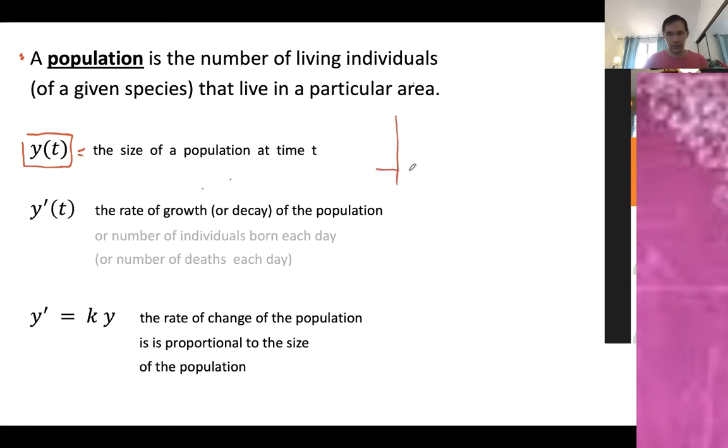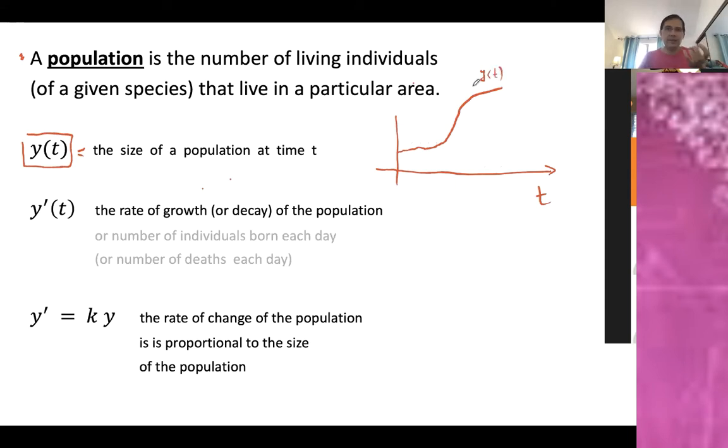Excuse me, this is my t-axis. And I call this t because we can think of this as time. And let's think of this function y. Maybe this is today, or maybe this is time t zero, and I have some function like this, and then the population will be growing more rapidly, and maybe then something like this. That's the function y of t.